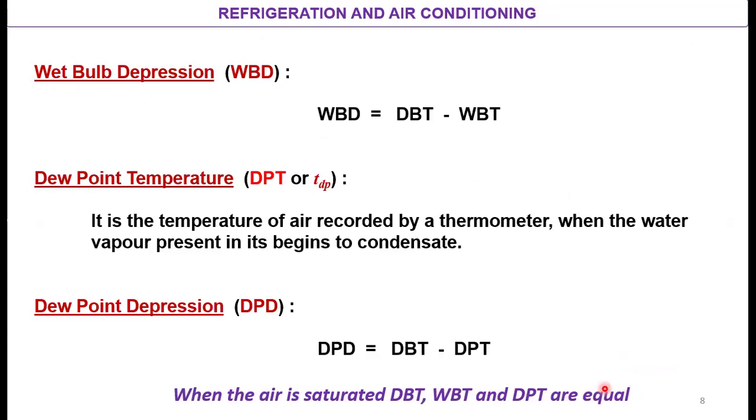Then the next is the wet bulb depression, WBD. It is nothing but the difference of the two temperatures we just defined, dry bulb temperature and wet bulb temperature. The difference between the dry bulb temperature and wet bulb temperature is known as the wet bulb depression, and it is also expressed in degrees Celsius.